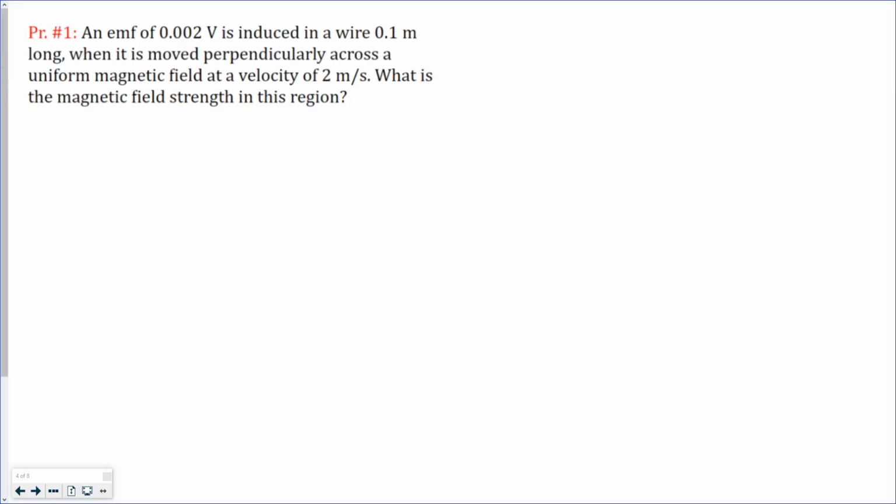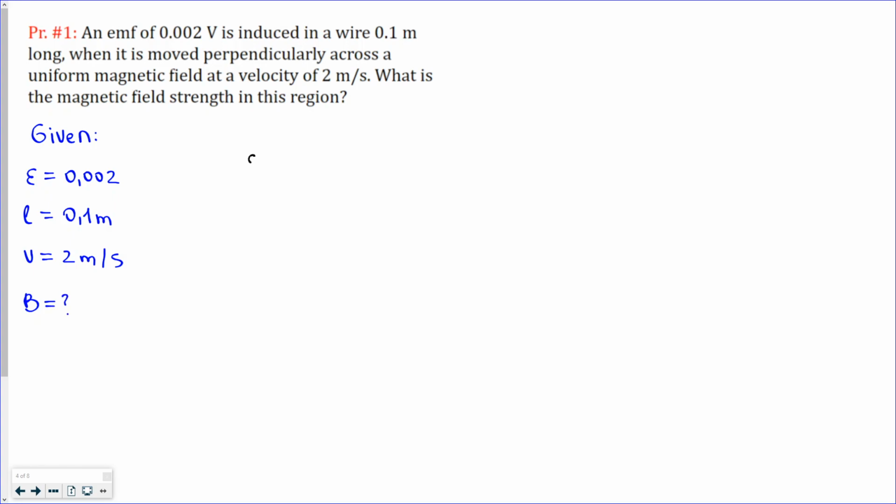So this is the first problem. First of all, let's write what is given. The EMF is 0.02 volts and the length of the wire is 0.1 meters, and it's moved perpendicularly across a uniform magnetic field, the speed is 2 meters per second, and we are asked to find the magnetic field strength.